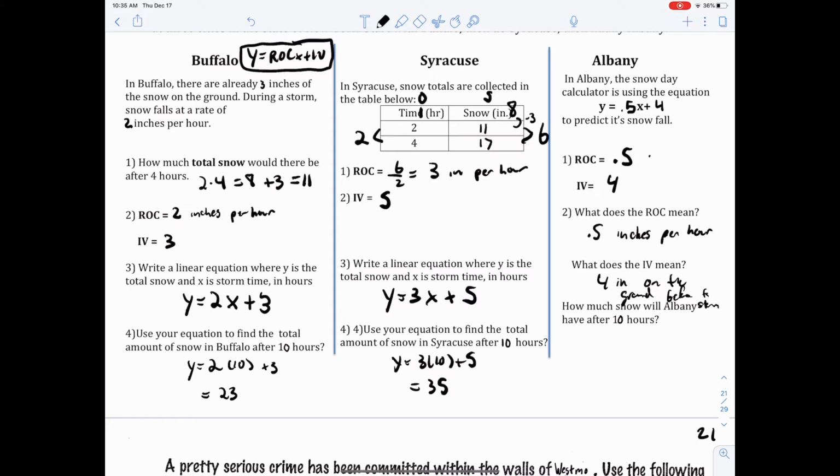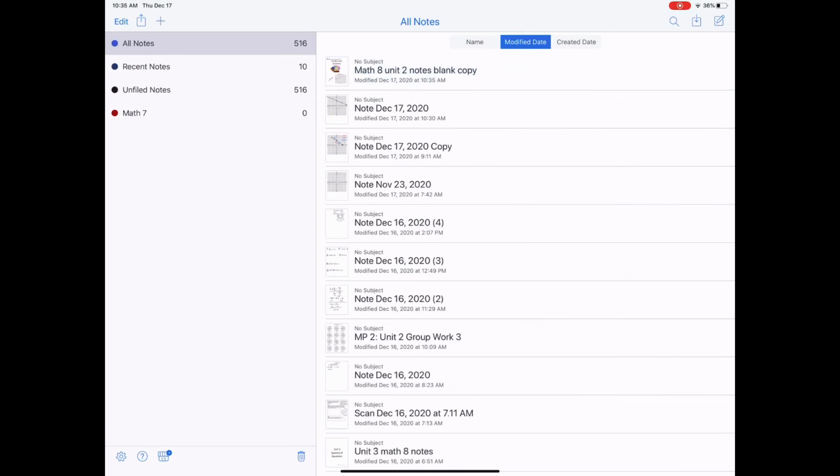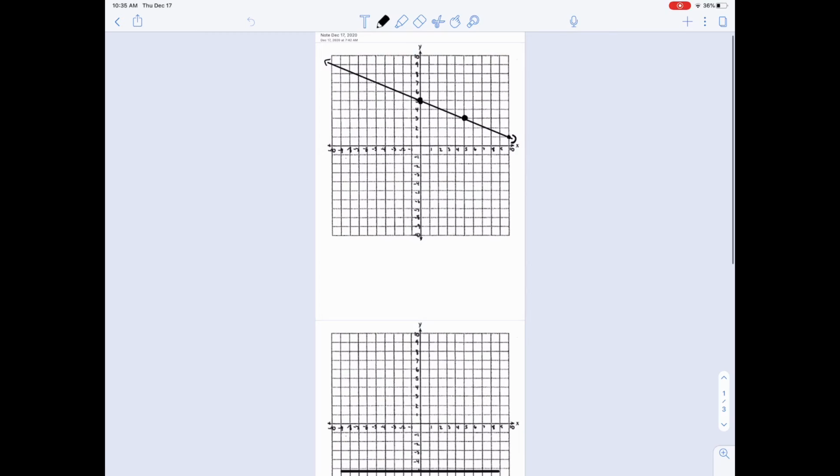You know, if it storms again tonight, there's already like 4 inches on the ground before that new storm comes. And then our equation, well, we already have it, and we're just going to plug in 10 for x, and you should get 9. So those are some questions that you'll see tomorrow. Just go back to the video and rewatch it if you need more practice with it.